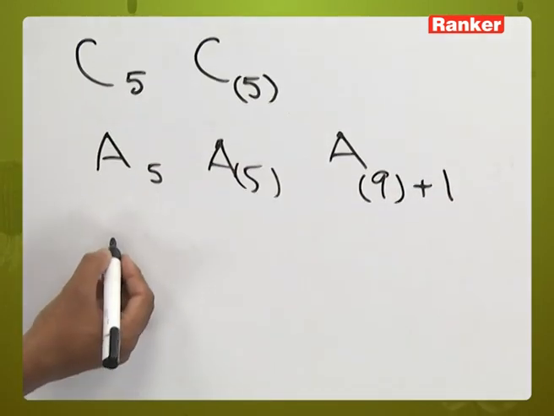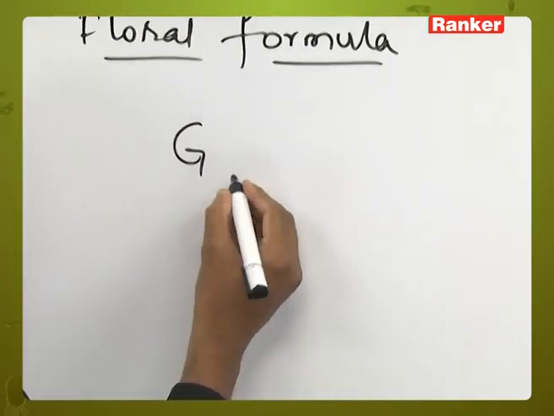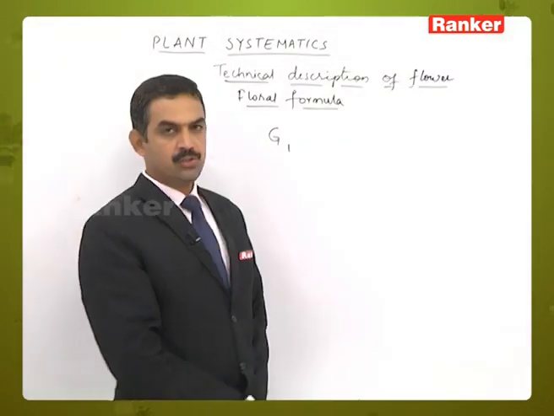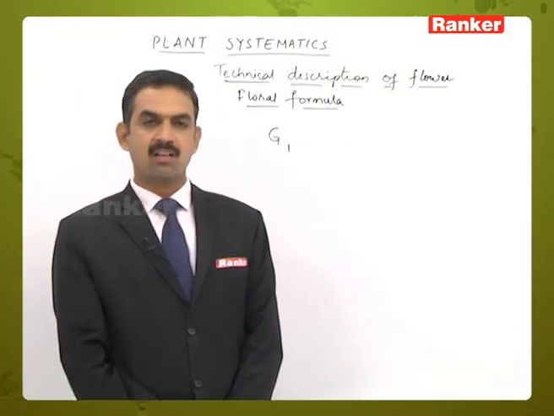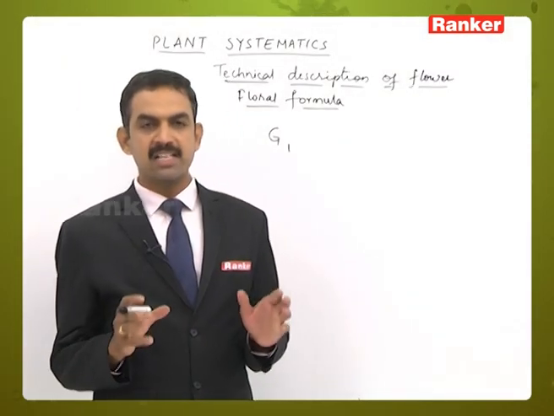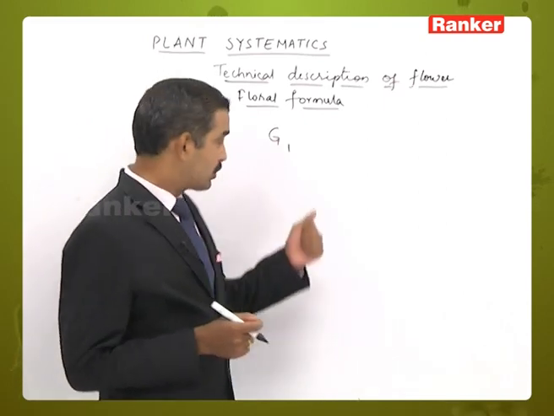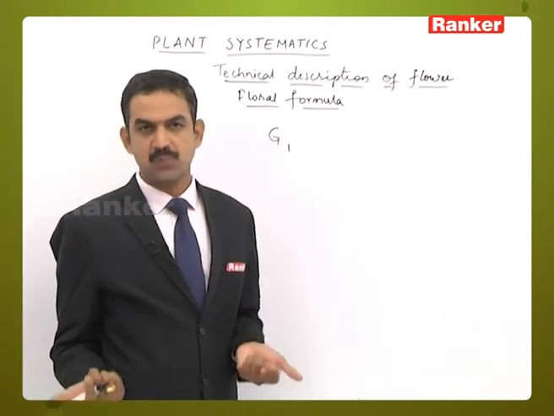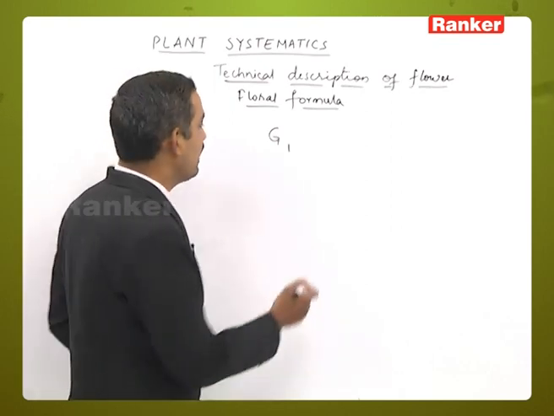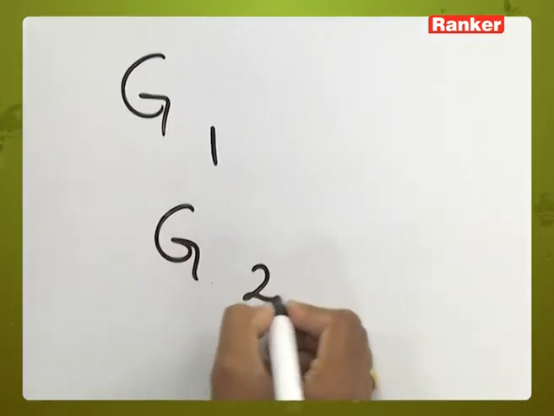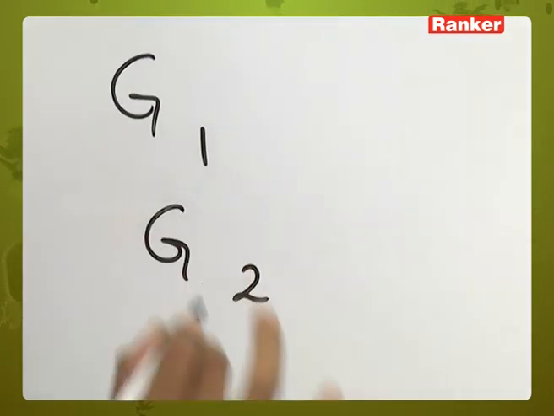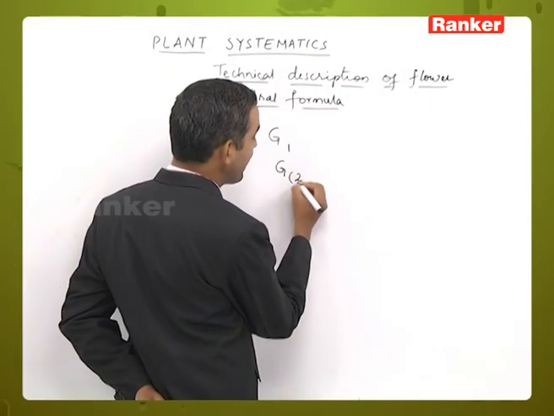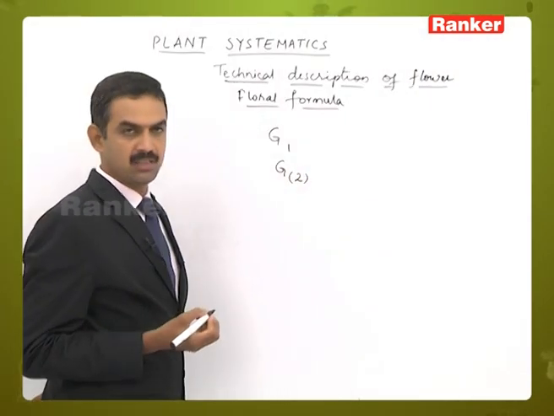Then for gynoecium, when we say the carpels are free or fused, it means at least the number of carpels should be 2. If it is monocarpellary, with 1 carpel it is free only, so no need of showing any bracket. And if it is 2 and they are free, no need of showing a bracket here, but if they are fused, we have to show the bracket around the subscript 2.